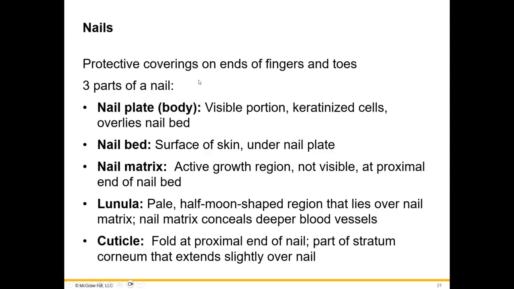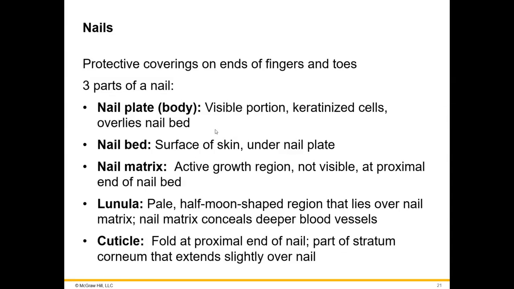Okay, the nails. This is the protective covering on the ends of the fingers and toes. And there's three parts of a nail. We'll show a picture in a minute. There's the nail plate, which is the body of it, the visible portion. It's really keratinized cells that overlie the nail bed. The nail bed is a surface of skin under the nail plate. The nail matrix is the active growth region. It's not visible, but it's at the proximal end of the nail bed.